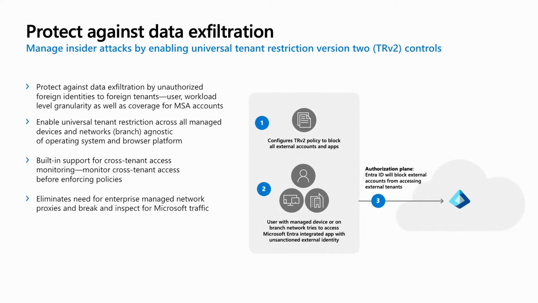Another Entra ID integration we have is the ability to enable universal tenant restrictions to prevent data exfiltration by users leveraging foreign identities to access foreign tenants for all Microsoft Entra identity integrated resources. Tenant Restrictions version 2 provides granular controls for tenant, user, group, Microsoft account identity, and application level. Internet Access enforces tenant restrictions universally, so you no longer need to manage your local core proxies and hairpin internet traffic. Let me show you how this works.